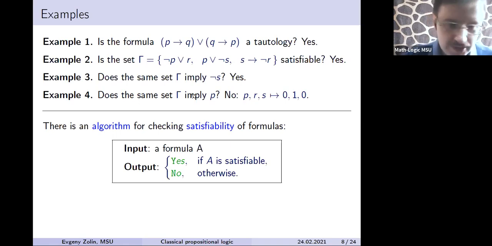Of course, we know that there is an algorithm that checks satisfiability of a formula. If we have a formula, simply check all valuations for the variables in this formula. If you obtain at least one satisfying valuation, then yes; if no, then no. So this is an algorithm, but you need to check all valuations for the variables from A. If A has 100 variables, you will need to check 2 to the power 100 possible valuations. So exponentially many valuations.